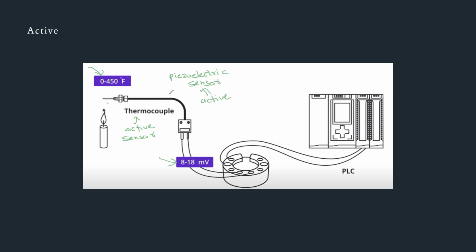similar applications that are concerned with the generation of electricity or generation of voltage based on the amount of energy available in the environment, in the nearby environment. So the piezoelectric sensor is another example of the active sensor. The thermocouple is an example of the active sensor.